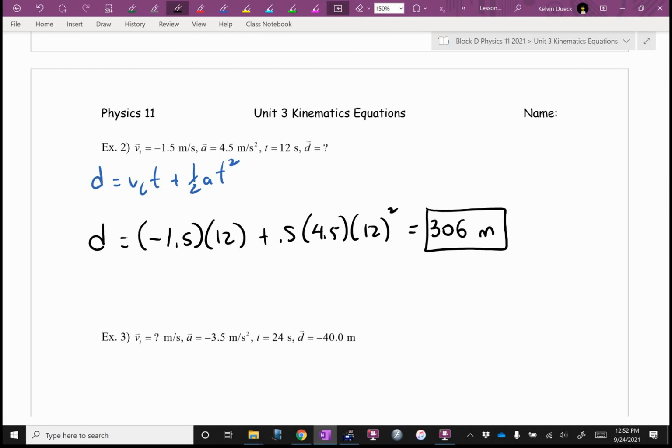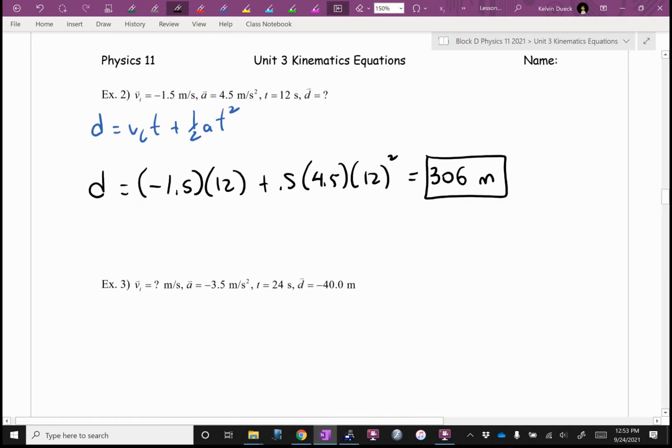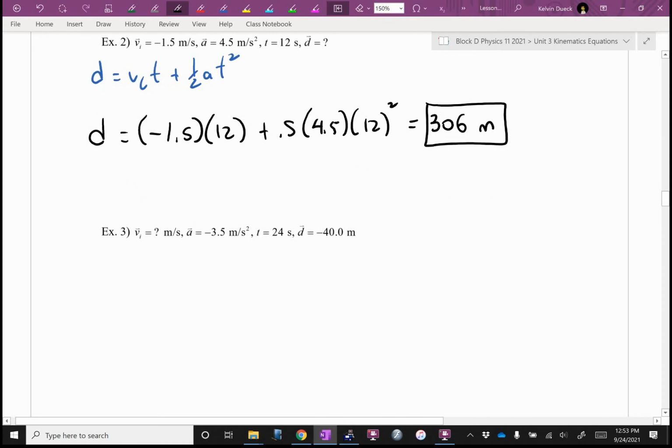Example 3. Kate, what are they asking me to find here? I'm looking for an equation that has a VI, an A, a T, and a D in it. There is one and only one. Which one? Can you read it to me? Plus a half A, T. So the same one that we just did, except what are we trying to find? I'll put a little dot there. This is a tough one.